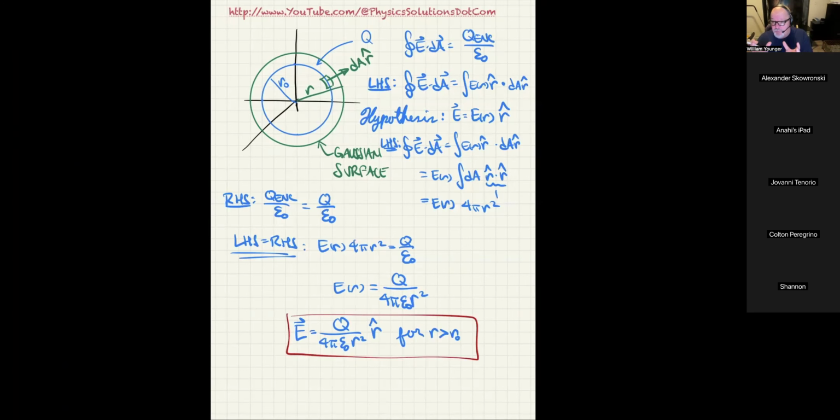So all I have to do now for r less than r0 is draw another spherical surface inside, but you're going to see that the electric field inside would be 0 because the Q enclosed in that case would be 0. But that's enough for right now.